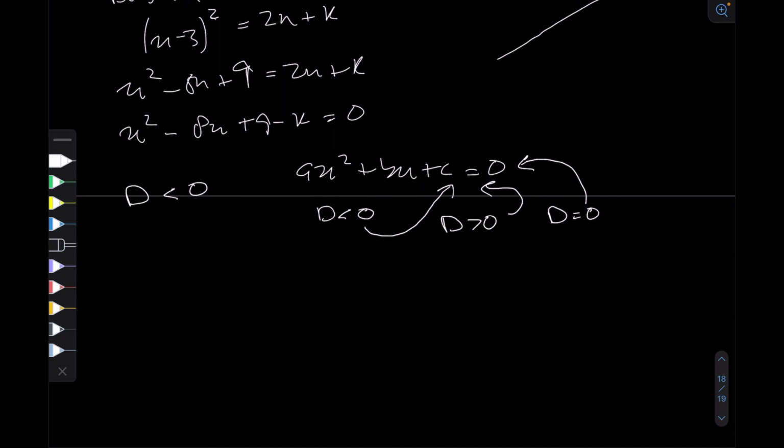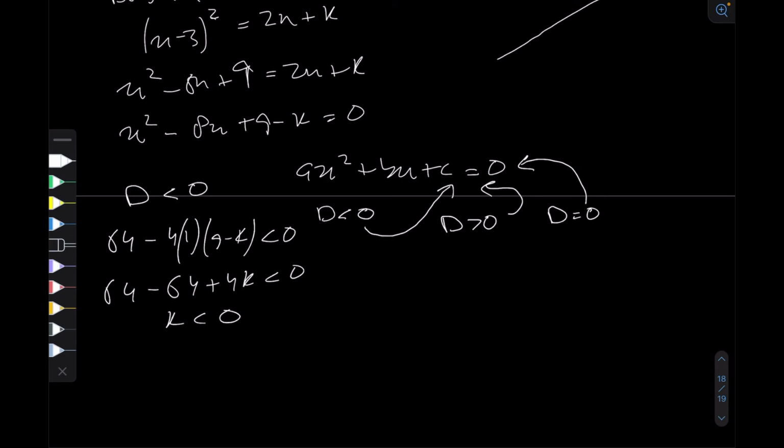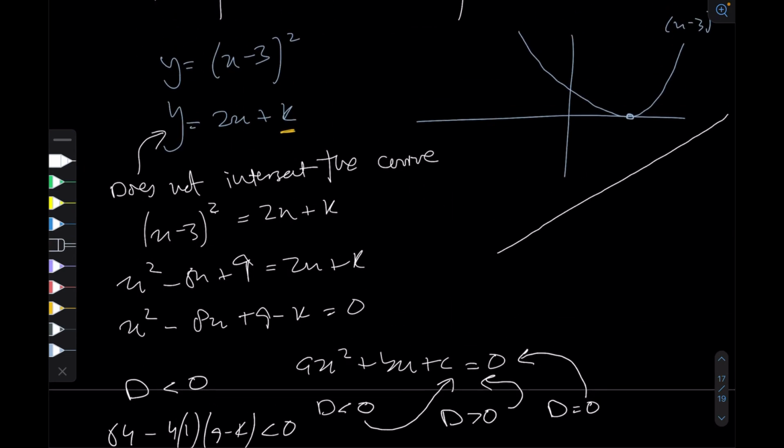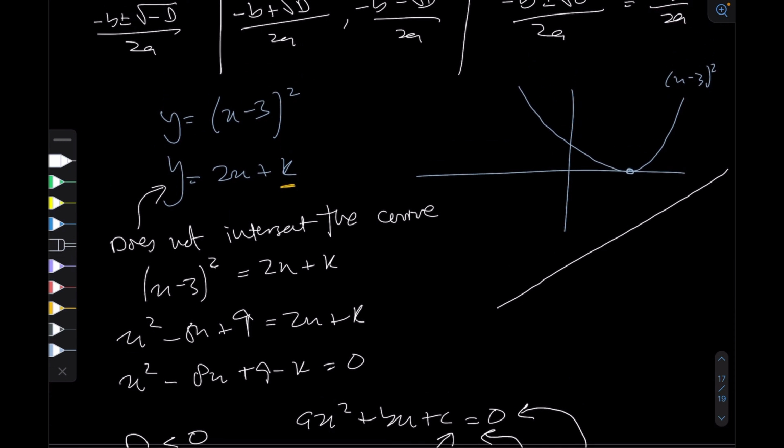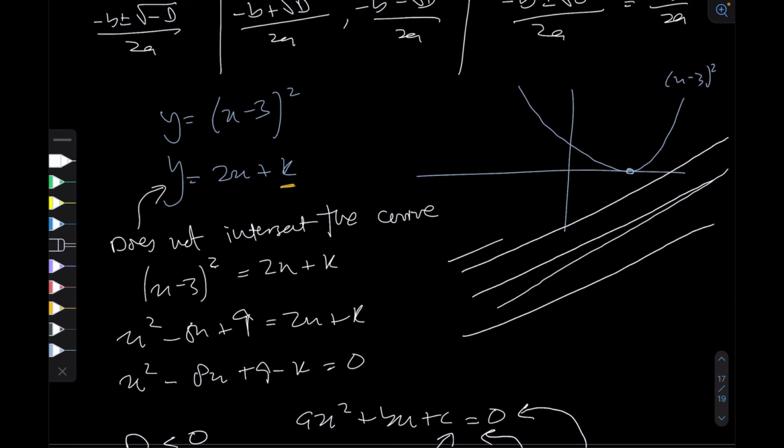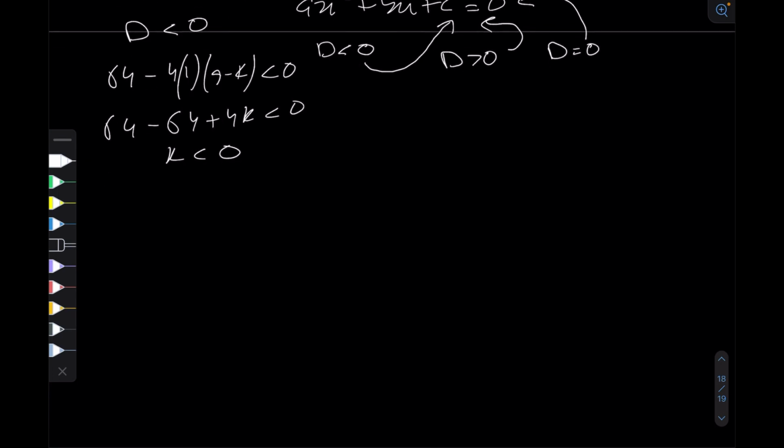Right, so b square minus 4ac is less than 0. 64 minus 64 plus 4k is less than 0. k is less than 0. Right, so for any value of k less than 0, my line, my 2x plus k line, will all be over here. They will never intersect the curve, right?